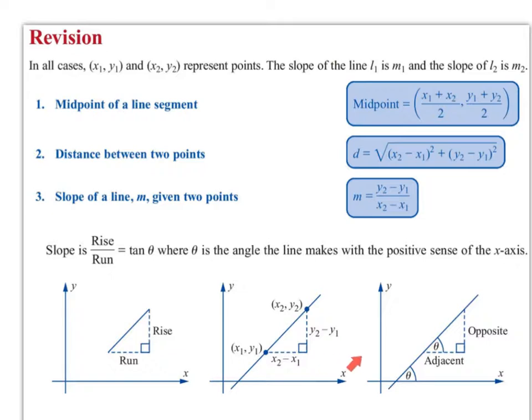Again, we have our x-axis, our y-axis, and our line. This is the point x1, y1. This is the point x2, y2. The rise is y2 minus y1, which is the numerator of our slope. The run is x2 minus x1, which is the denominator of our slope.